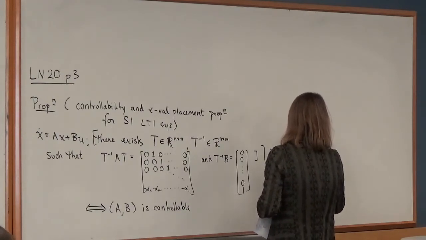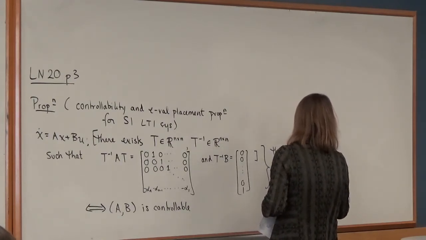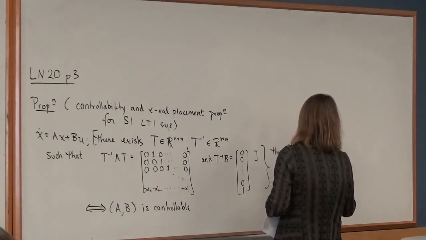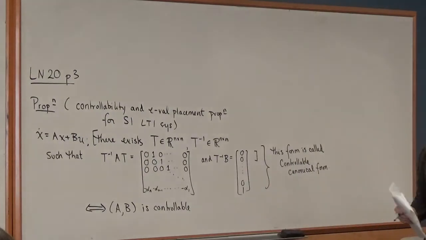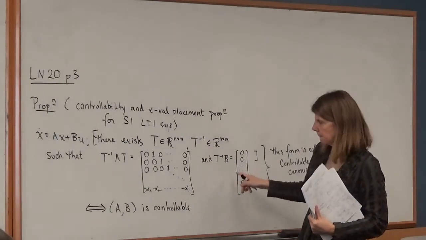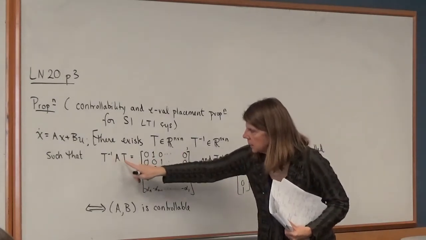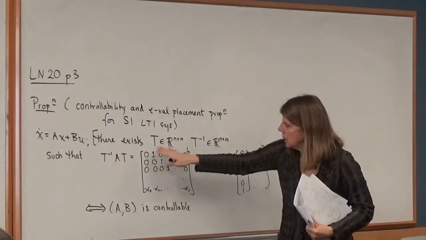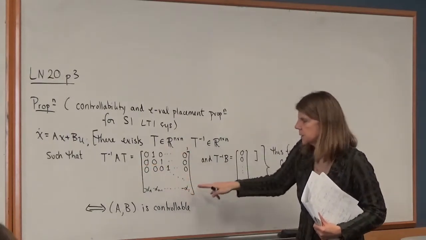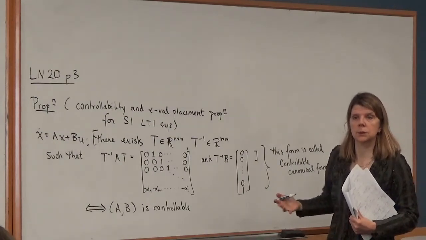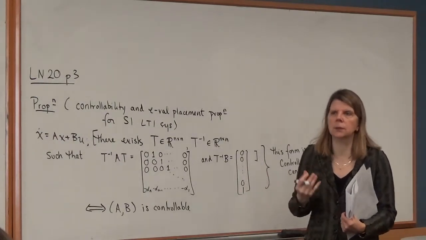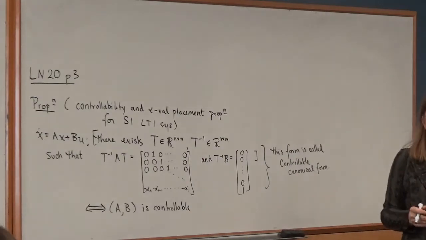Controllable canonical form. We've already seen a few canonical forms: diagonal form, Jordan form. But this is a form that involves both A and B. That similarity transform T inverse transforms A to this particular form, and it transforms B to this particular form. So in terms of the canonical forms we've been looking at, this is really the third one, but it's the first one that involves B as well.